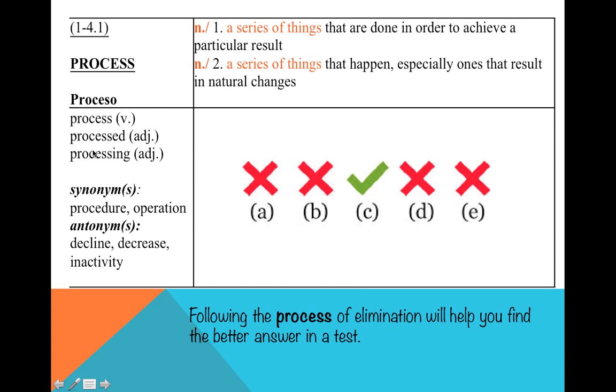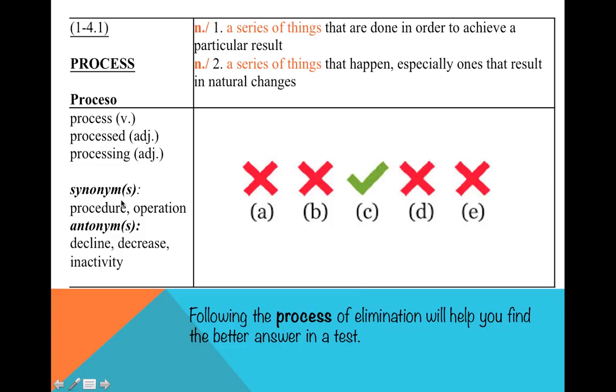We have some familiar words for process. We have process, used also as a verb. Processed as an adjective. Processing also as an adjective. These are a little bit difficult to pronounce. Processed and processing. Processed, processing, correct.